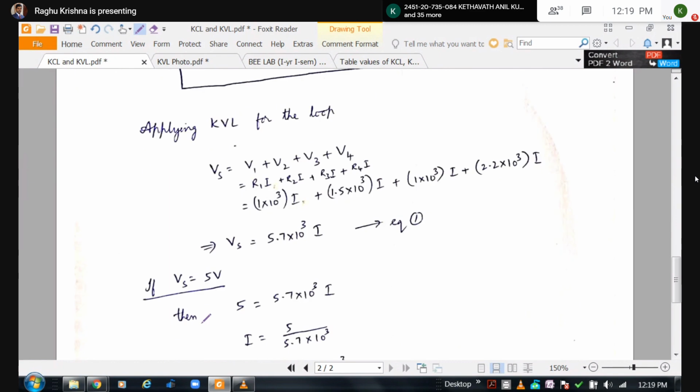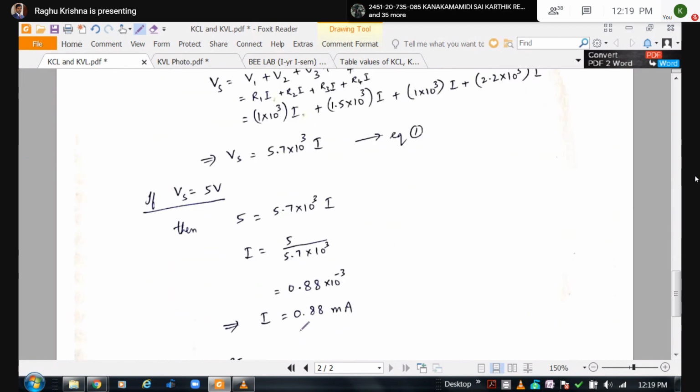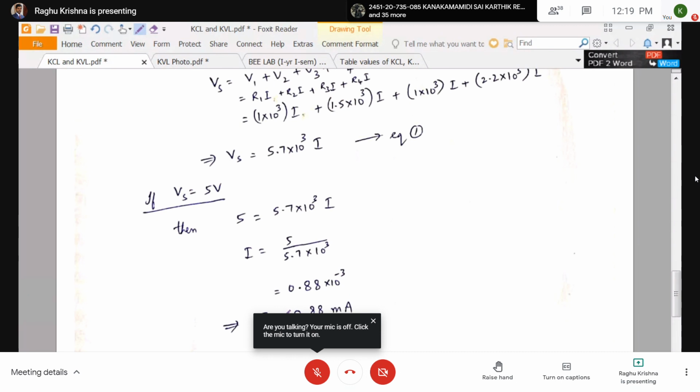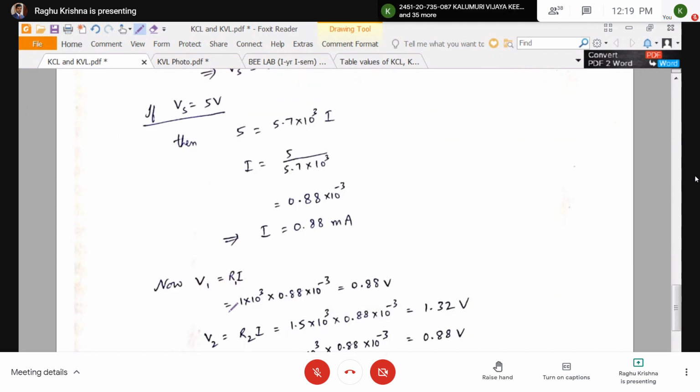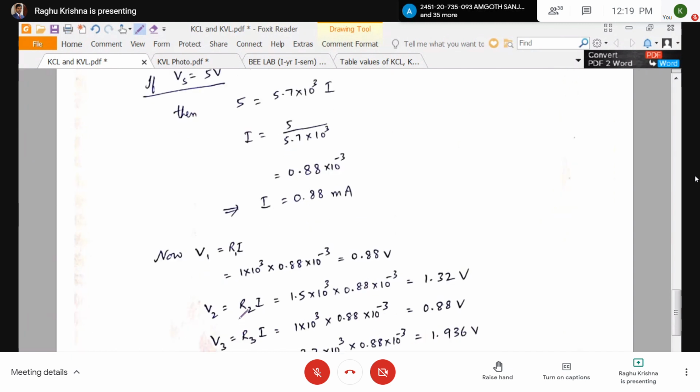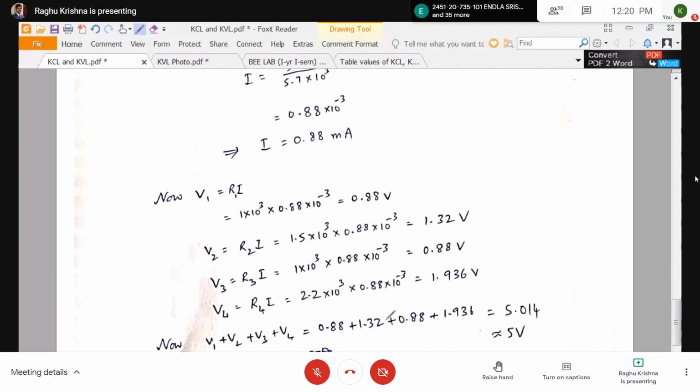Suppose Vs equal to 5 volts, then what about I? You are going to get the value of I. Once you get I, you substitute it in V1. R1 is 1 kilo, 1 into 10 power 3. I is 0.88 milliamperes, 0.88 into 10 power minus 3. So V1 is 0.88 volts. Coming to V2, R2 into I, you are going to get 1.32 volts.